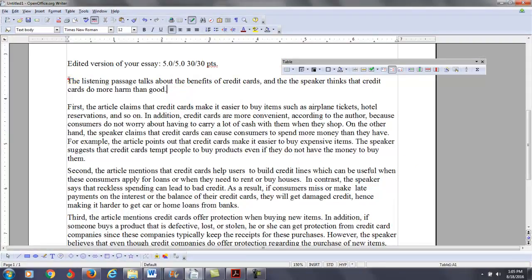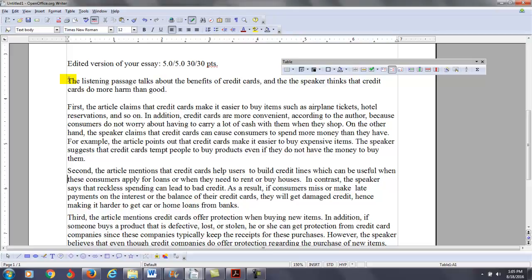Okay, let's take a look at it one more time. The listening passage talks about the benefits of credit cards, and the speaker thinks that credit cards do more harm than good. First, the article claims that credit cards make it easier to buy items such as airplane tickets, hotel reservations, and so on. In addition, credit cards are more convenient, according to the author, because consumers do not worry about having to carry a lot of cash with them when they shop. On the other hand, the speaker claims that credit cards can cause consumers to spend more money than they have. For example, the article points out that credit cards make it easier to buy expensive items. The speaker suggests that credit cards tempt people to buy products even if they do not have the money to buy them.